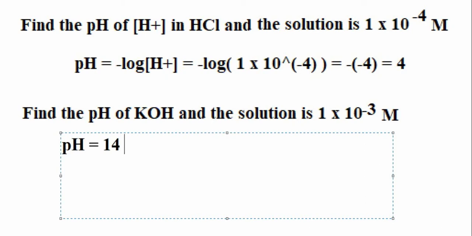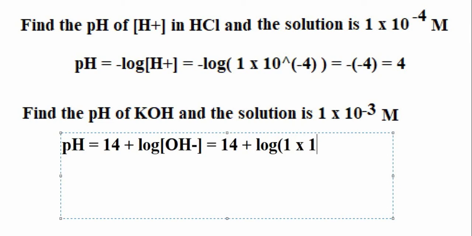14 is the maximum of the pH, plus the logarithm, and we put the OH in here. OH is hydroxide, and we put the number they provide for you, plus logarithm of 1 multiplied by 10 to the power of minus 3, and we got 14 minus 3, and we got 11.